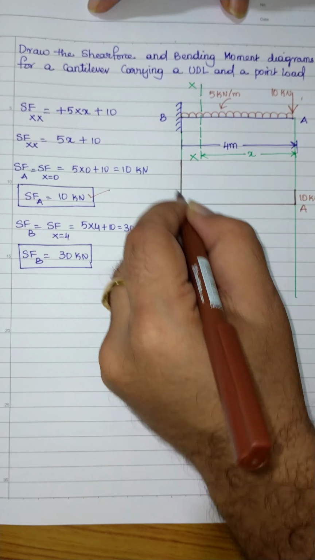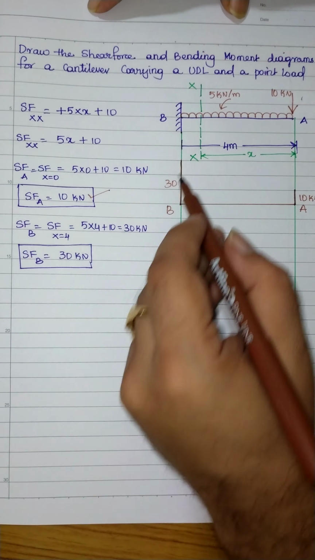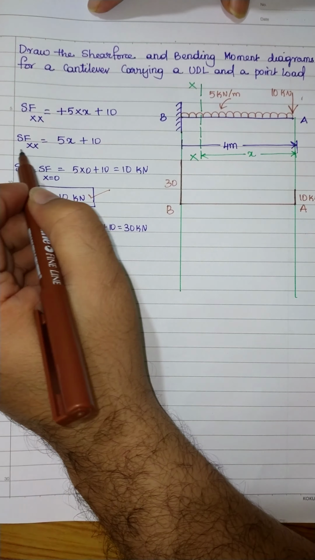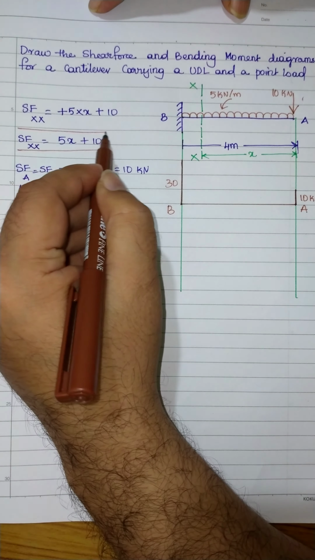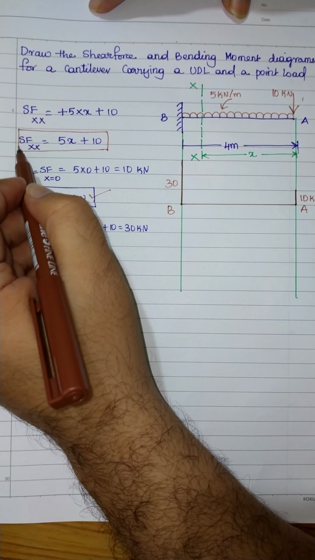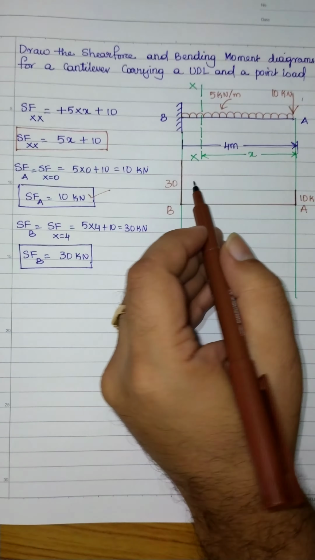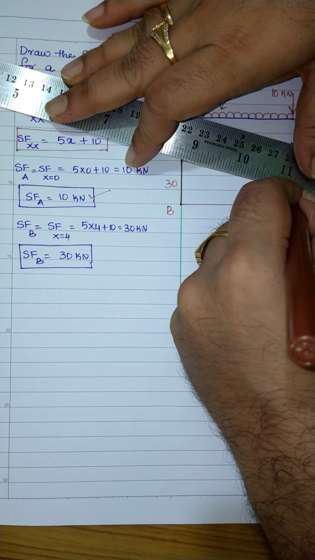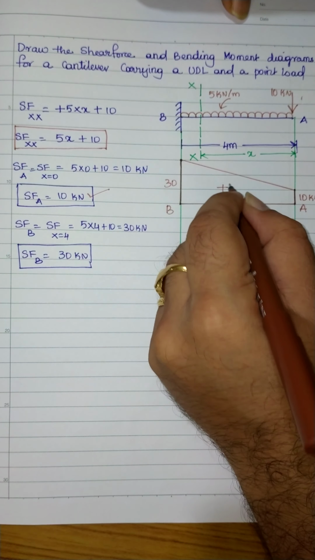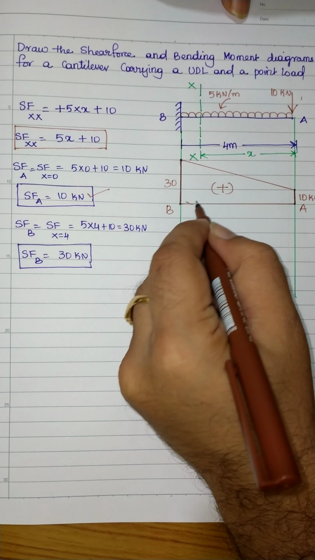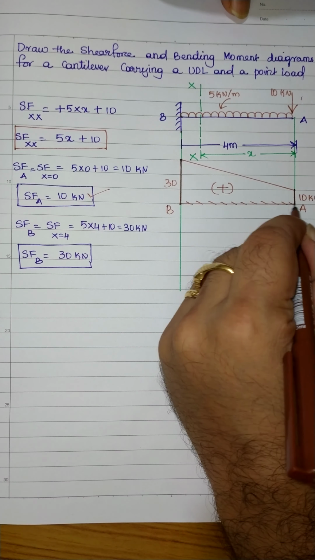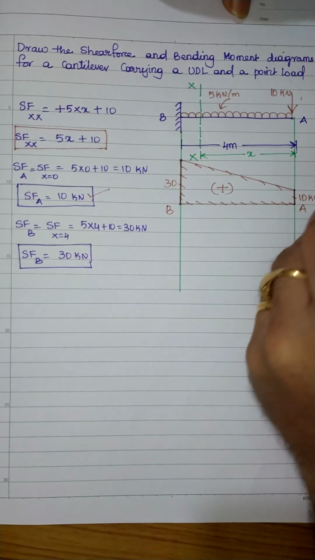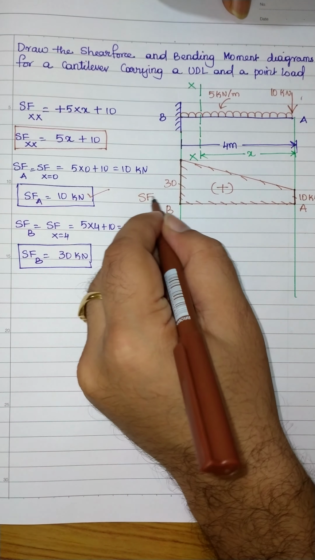What will be the variation from point A to point B? It will be linear. Why is it linear? Because in the shear force equation we have x to the power 1, a single degree equation. So the variation will be linear. Just draw a straight line joining point A to point B. This will be positive, and it is the shear force diagram which we get. This is the shear force diagram.